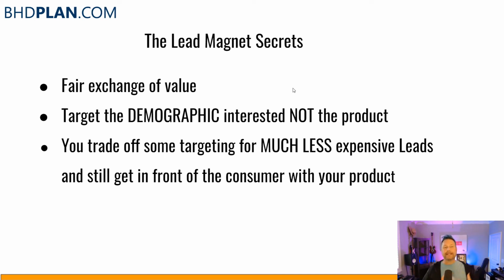So the lead magnet secrets are going to be this, and I'm going to go through and give examples of stuff. So there's a fair exchange of value going on here. And you give somebody something that they want. The better it is, the easier it is going to be to get them to give you the email address. Now you could say, we'll give you a free quote for auto insurance. That's not going to work, right? Everybody's offering that. Nobody wants to know about that.